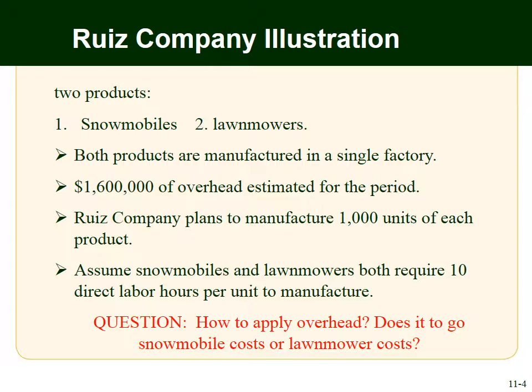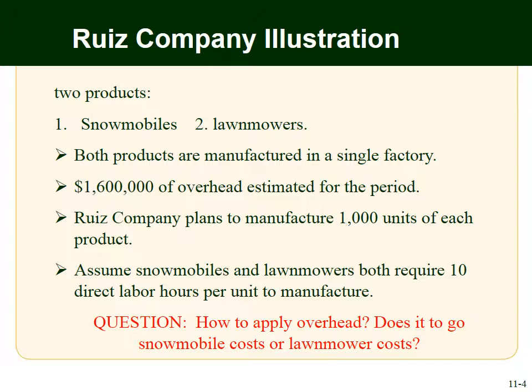They make snowmobiles and lawnmowers in one factory, and that overhead is for the entire year. And they plan to make 1,000 snowmobiles and 1,000 lawnmowers, and each requires 10 direct labor hours. So the question is this: how do I apply my overhead? And is that $1.6 million applied to the manufacture of the snowmobile or the manufacture of the lawnmower?